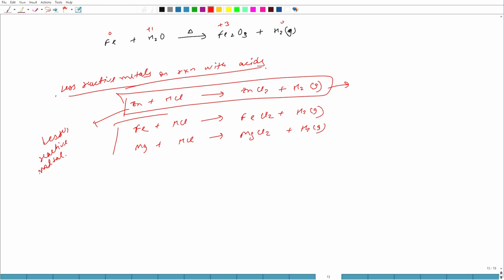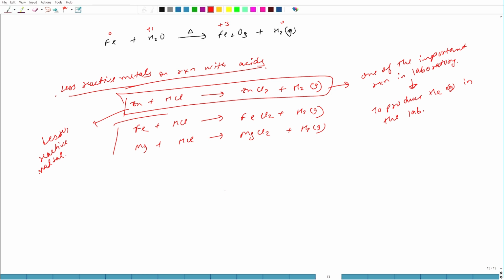This reaction is one of the more important reactions in the laboratory. Synthetic chemists use this reaction to produce hydrogen gas in the laboratory. This is one of the reactions that is prominently used in the laboratory to form hydrogen gas. Now, these lesser reactive metals react with acid and not with water to release hydrogen gas.